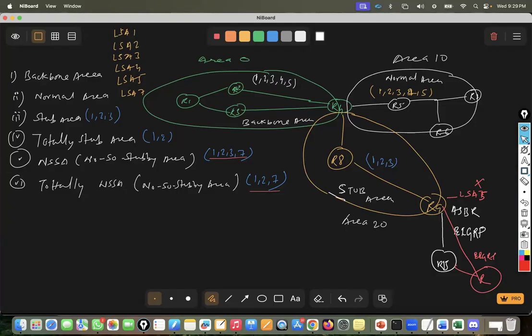Okay, so that is all about this area type. I hope you guys are super clear. I will take 15-20 more minutes. We'll discuss the authentication configuration as well. Okay, so let me stop this recording.